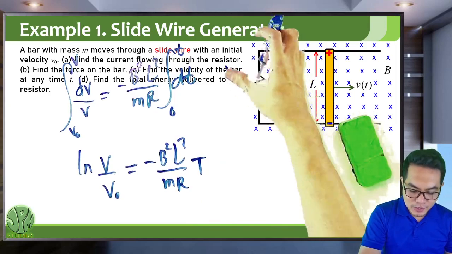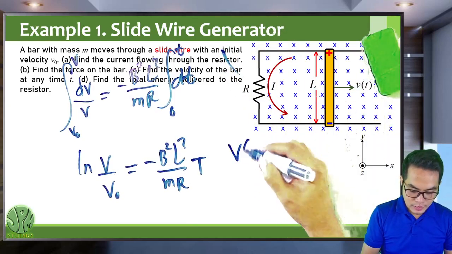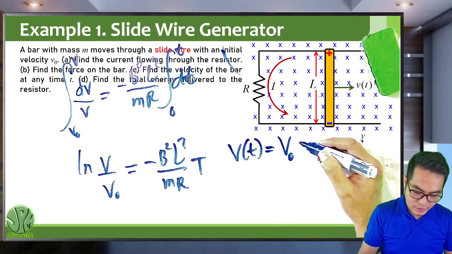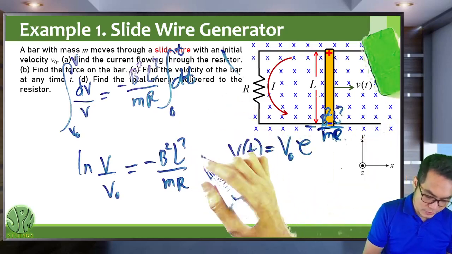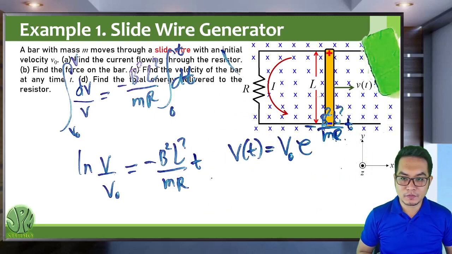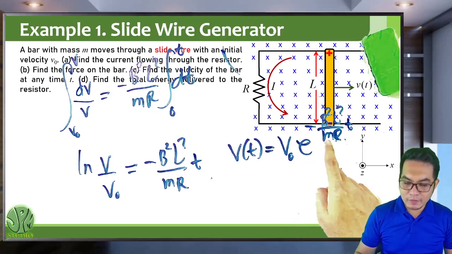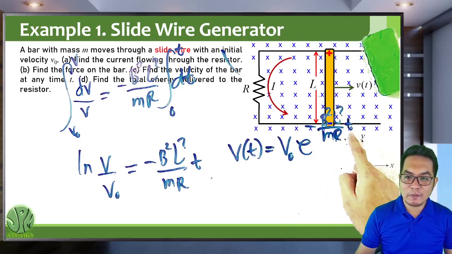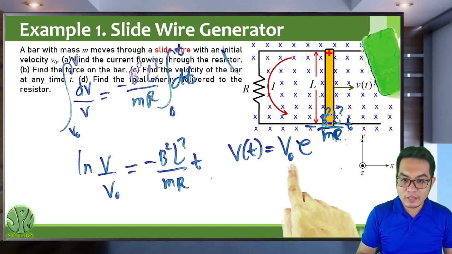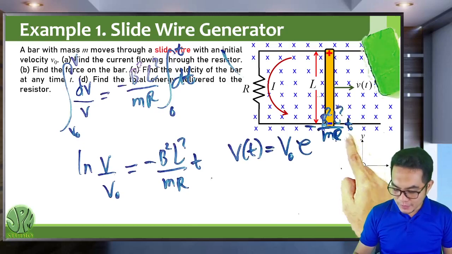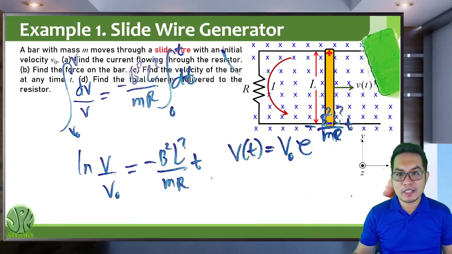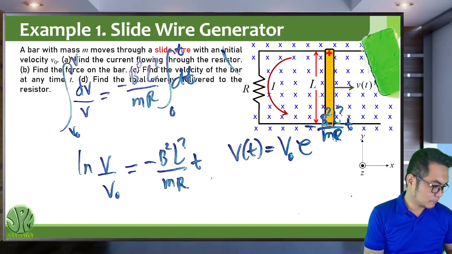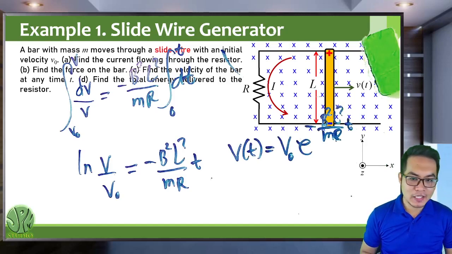Meaning the velocity as a function of time is just equal to v naught e to the negative B squared L squared over mR times t, where this is small t. So at time equal to 0, e to the 0 is 1, and you get the initial velocity. At time equal to infinity, e to the negative infinity is 0, so the velocity is 0. So there will come a time that this bar will stop moving. Okay, so that is the velocity.